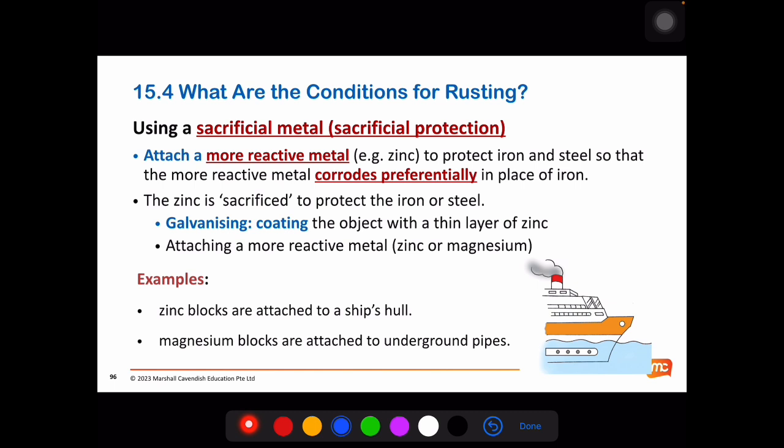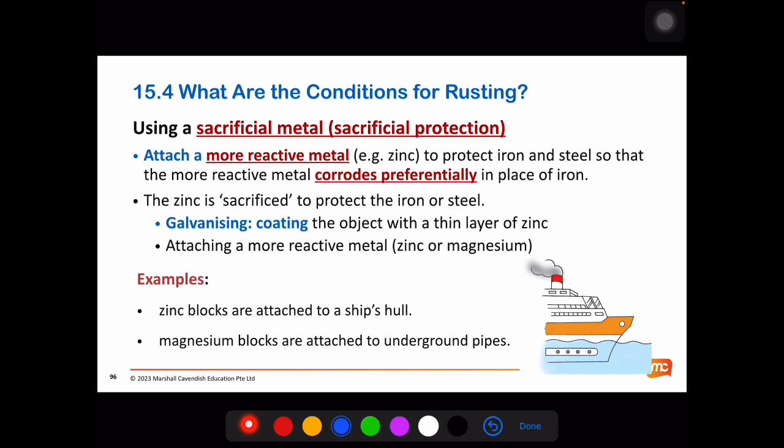But what's most interesting for this chapter is the idea of a sacrificial metal. Now, sacrificial metal or sacrificial protection is this logic about what if, in order to protect the iron, I put something that's more reactive next to it. What's the point? The point is to let that something go through the reaction to corrode preferentially in place of the iron. So in a way, that metal is being sacrificed to protect the iron.